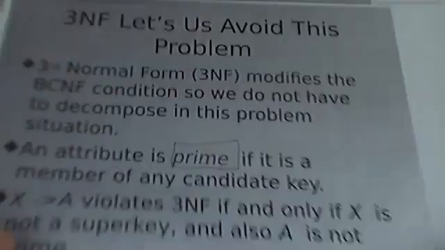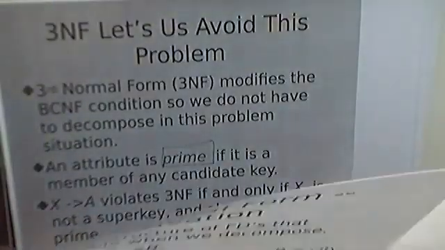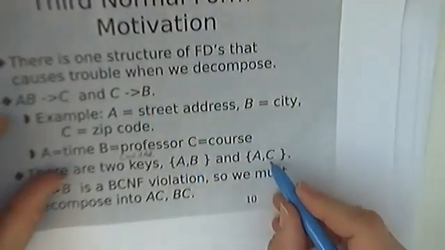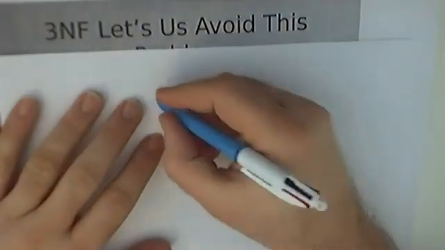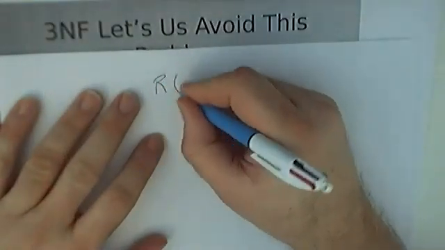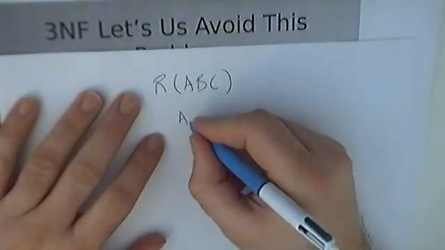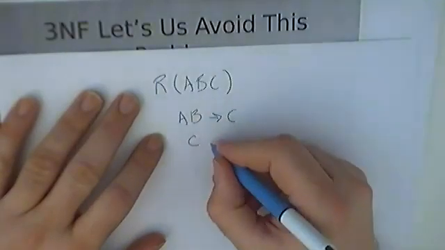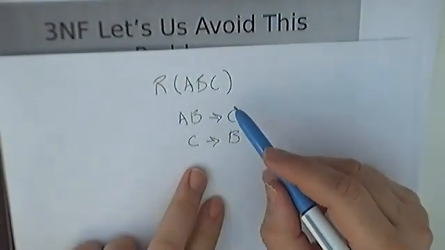All right, so what were our candidate keys here? In this really simple example, we have two candidate keys, AB and AC. Let's start over again: if I say A, B, C, and I say A, B goes to C, and I say C goes to B. Now let's just repeat again here.